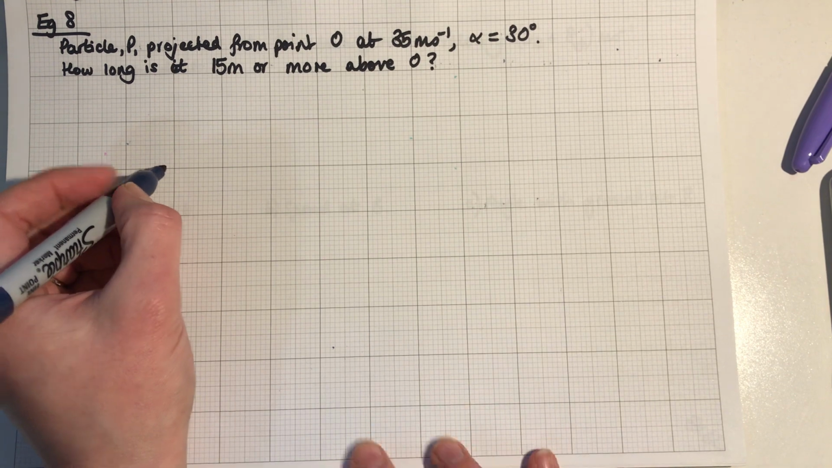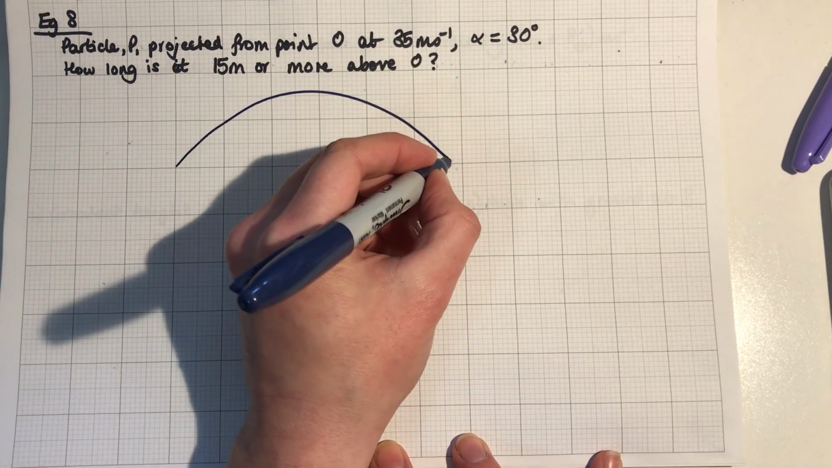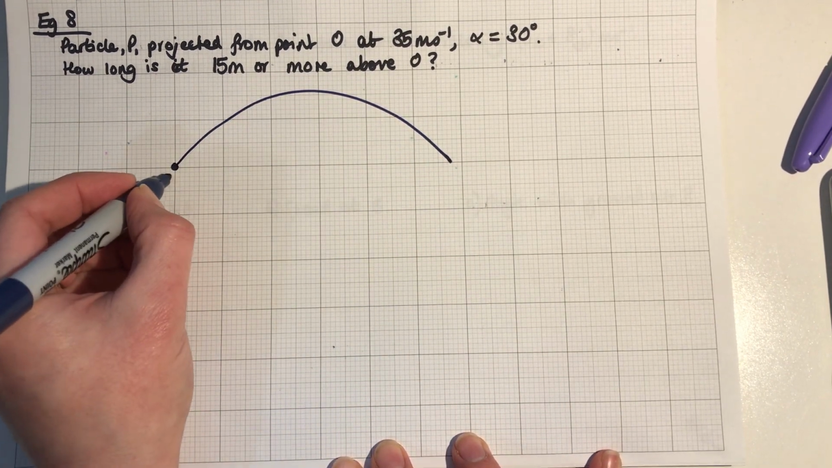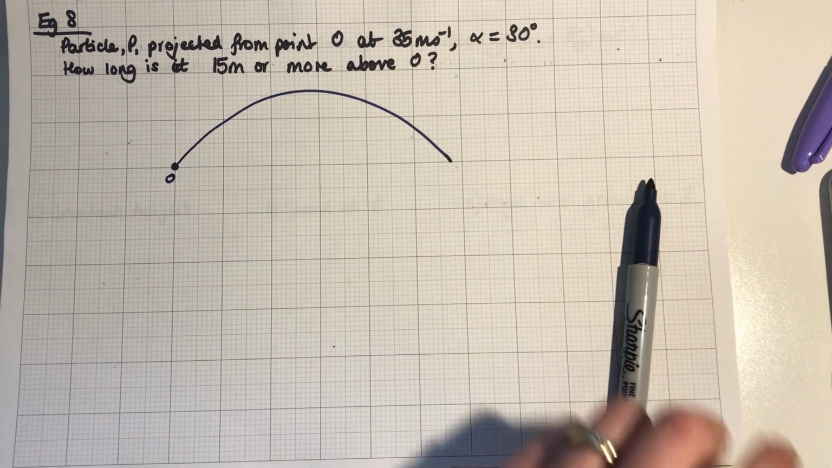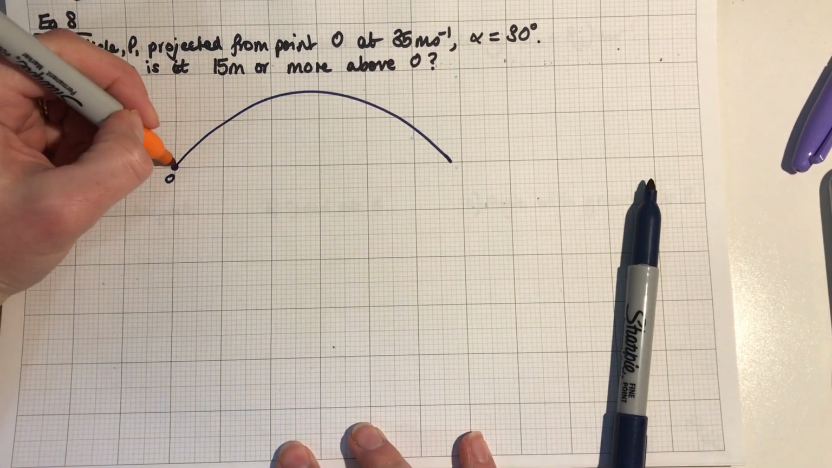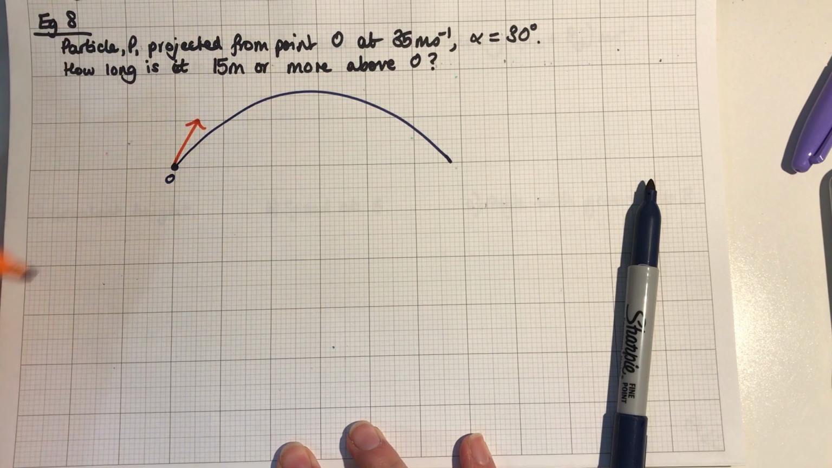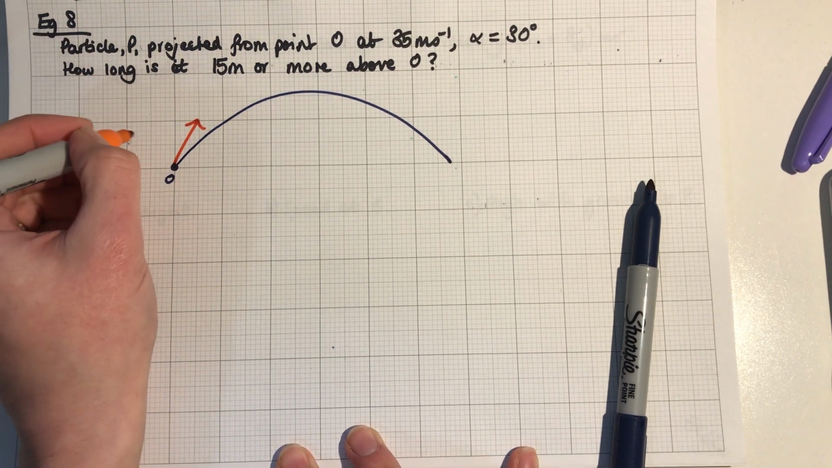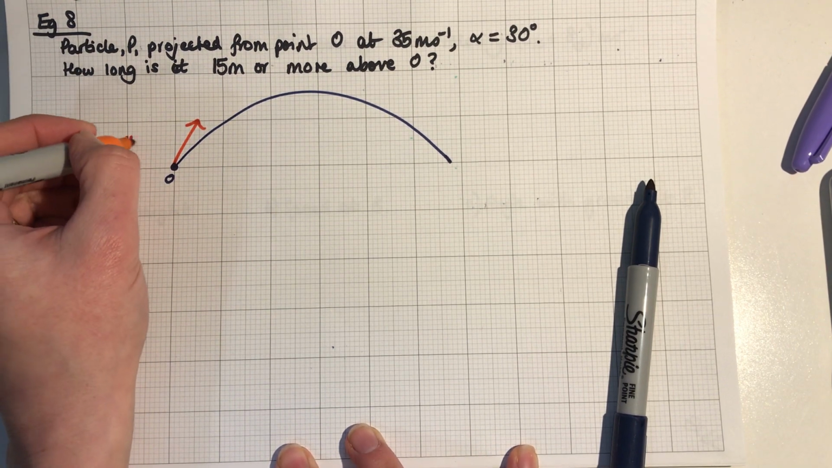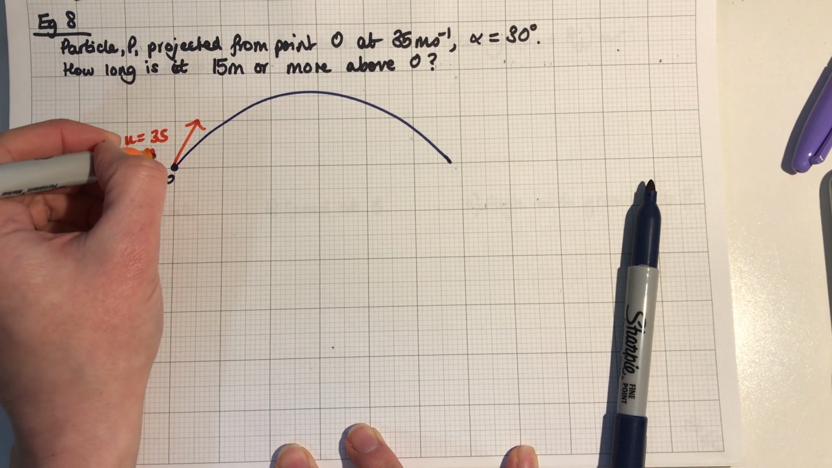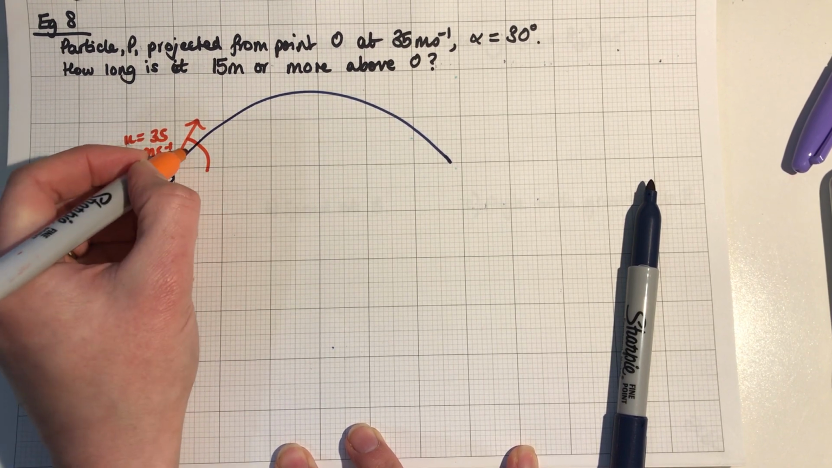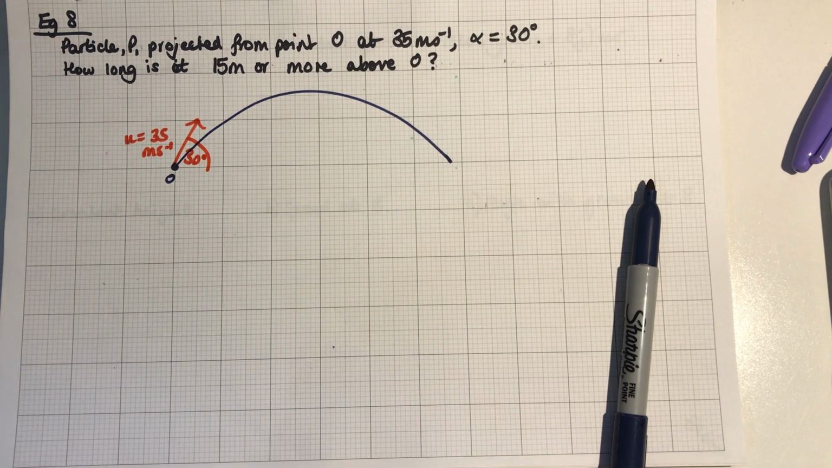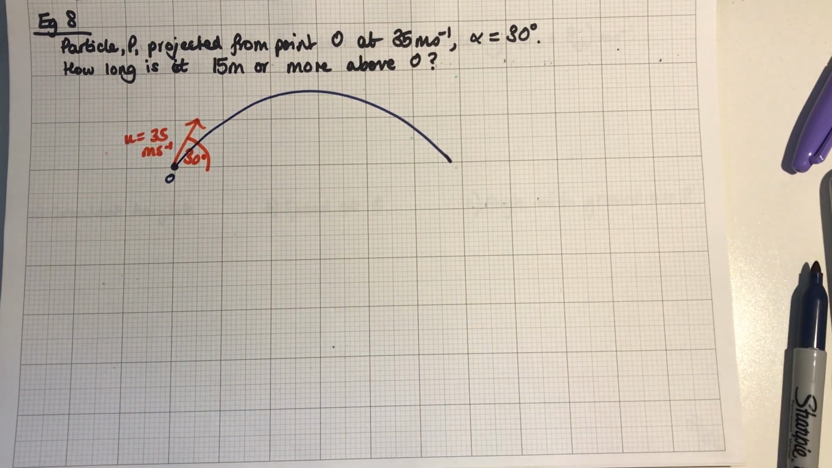As always, we start with a diagram. Do not do any of these questions without a diagram. So here's our point O. Initial velocity there. Oh, that was a rubbish tangent. Imagine that's tangent. U is 35 metres per second, and the angle there is 30 degrees. So what I'm particularly interested in here now is this bit.